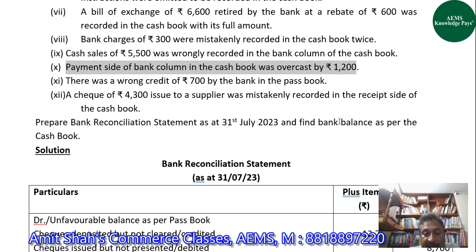You know that at the end of the month, whenever we determine the balance of bank or any other account, from the debit side total, we subtract the credit side total, or from the credit side total, we subtract the debit side total. Since the payment side was overcast by rupees 1200, it means the balance of bank in our cash book is lesser by 1200. Have you understood this, guys, or not? Yes, sir. I'm asking all guys.